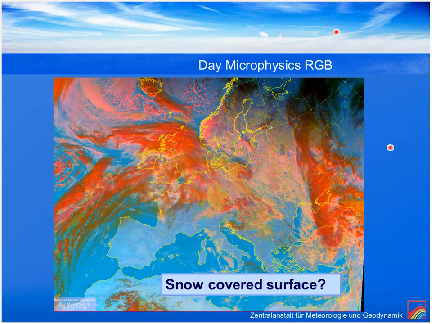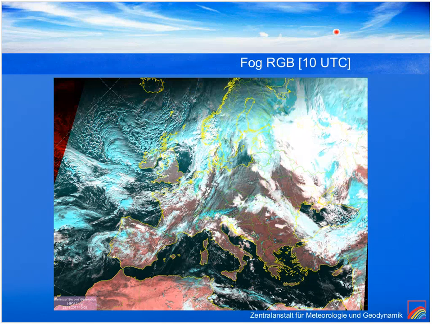One last RGB. No, it's not the last, but another one is the fog RGB. That's also very useful now when we have some fog, and especially if we have small areas of fog in an alpine valley, for example.